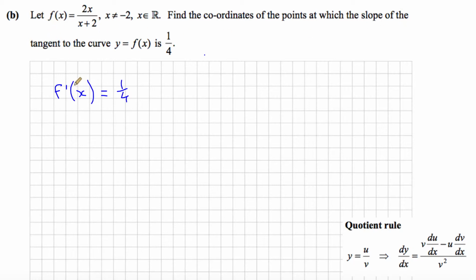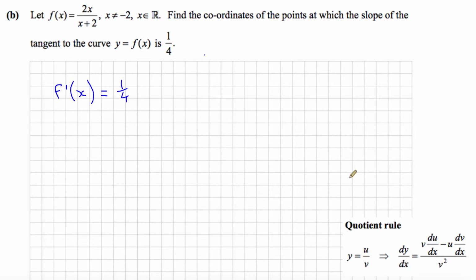That's what it is. So we're going to find f dash x and let it be equal to 1/4, solve for x, and then that's going to be the x part of the coordinates, and then find the y coordinates from the original function. Okay, so f dash x then. Well, f of x is 2x over x plus 2. So this is a function of x over another function of x. So this is going to be the quotient rule.